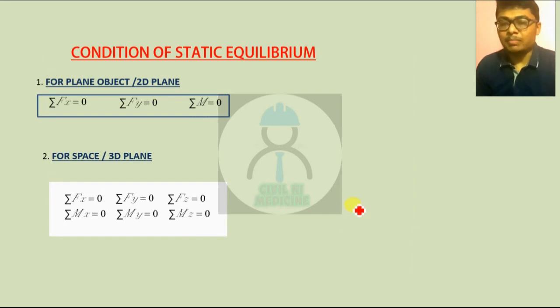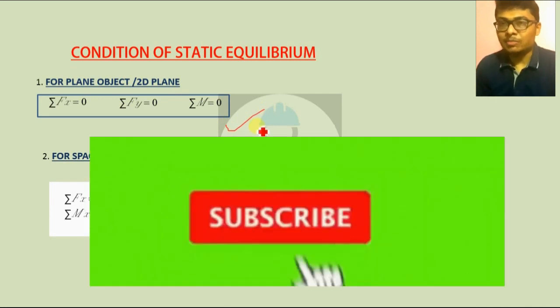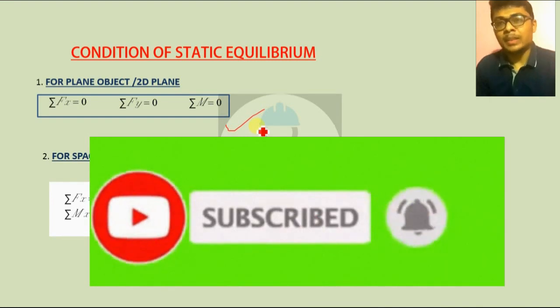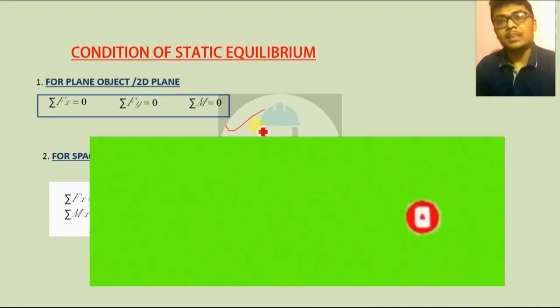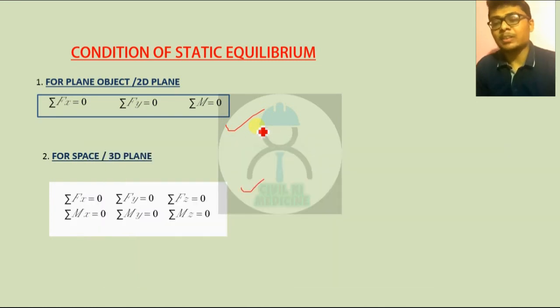Next, the condition of static equilibrium. Very, very important. When we solve numerical problems, we will use the condition of static equilibrium. Because if there is no mention, then we assume that any object is in static equilibrium. Okay, and as per our syllabus, the maximum number of problems will be based on static equilibrium. Okay, so in case of a plane object, or 2D plane, or two-dimensional coordinate system, a body will be in equilibrium if it satisfies these three equations.